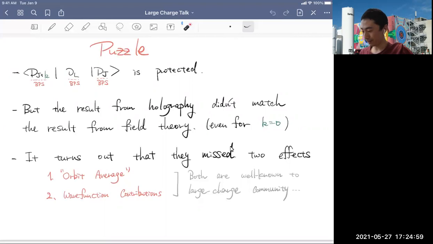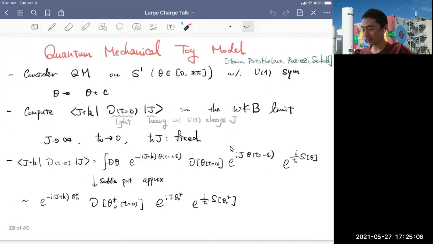It turns out they are basically missing two effects, which we called orbit average and wave function contributions. To understand this, it's easy to go back to this toy model, which is also discussed in this paper. So let's consider quantum mechanics living on S^1. So theta runs from 0 to 2 pi. And we further assume that there is U(1) symmetry, which shifts theta by a constant. Then we want to compute this similar correlation function in the WKB limit, where J is large, h bar is 0, where h bar times J is fixed.